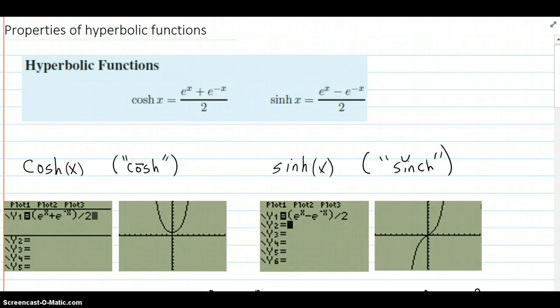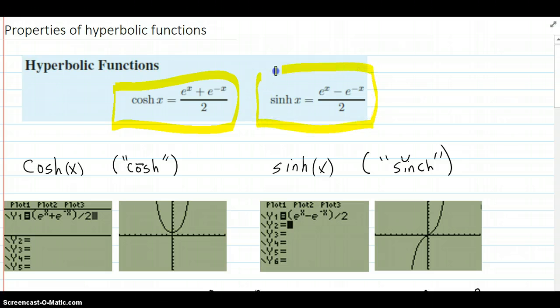Now we study the hyperbolic functions. First we have the hyperbolic cosine, which is called cosh of x, and is equal to e to the x plus e to the negative x, all divided by 2. And the sinh of x, hyperbolic sine, is equal to this. Now you might be wondering, what is the purpose of these definitions?